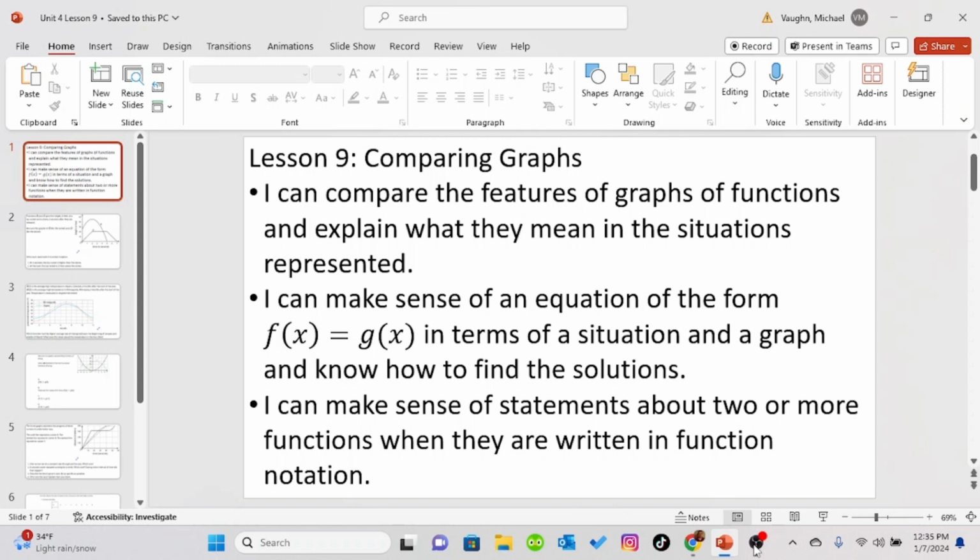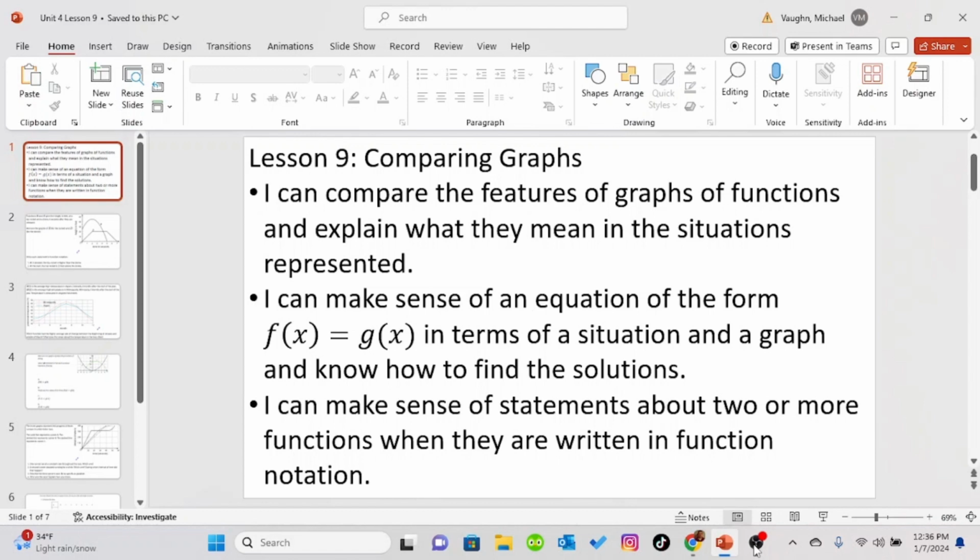Unit 4, Lesson 9, Comparing Graphs. Learning target number 1, I can compare the features of graphs of functions and explain what they mean in the situations represented. Learning target number 2, I can make sense of an equation of the form f of x equals g of x in terms of a situation and a graph and know how to find the solutions.